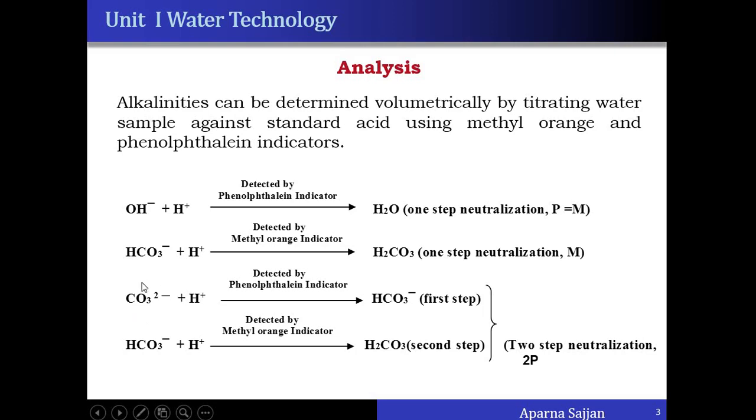If carbonate alkalinities are present, then half of the neutralization is detected by phenolphthalein, that is half volume of acid used up to phenolphthalein endpoint and the remaining half up to methyl orange endpoint. That means carbonate neutralization takes place in two steps. Half of it is neutralized and which is detected by phenolphthalein, and the remaining half is neutralized and which is detected by methyl orange indicator.